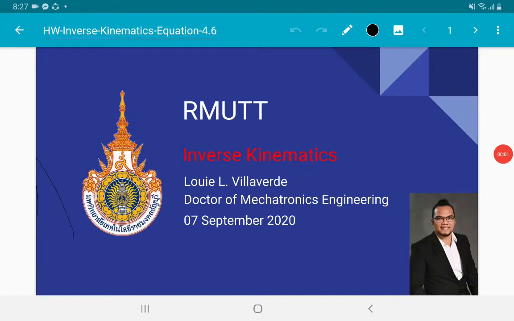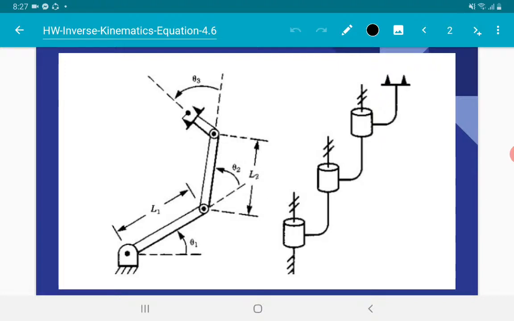Good day everyone. This is the homework for inverse kinematics for equation 4.6. So this is the mechanism that we would need to have an equation.